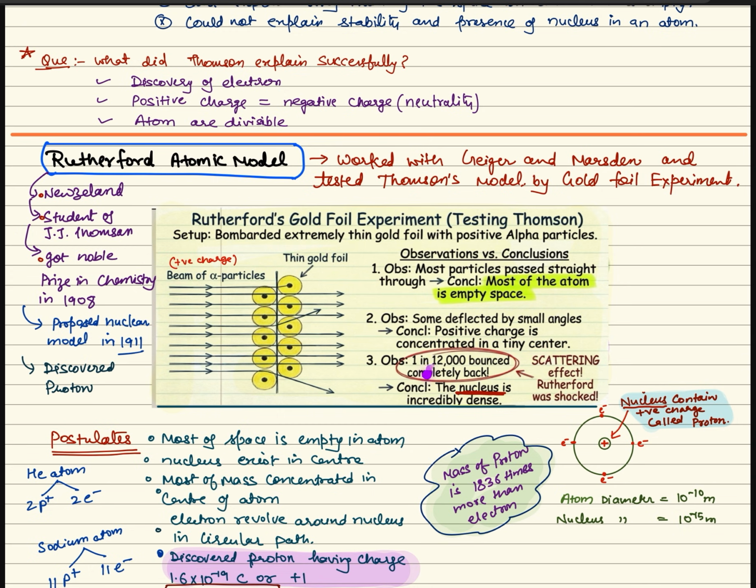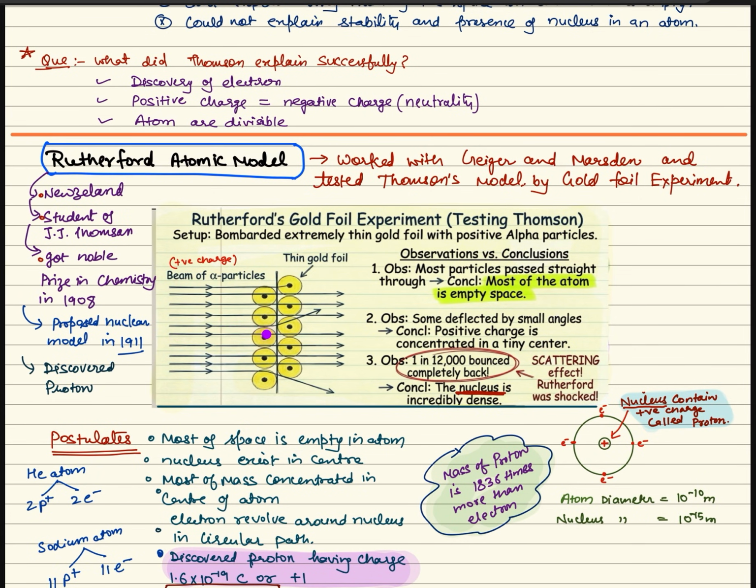And the third observation: 1 out of 12,000 rays bounced completely back. Understood? I think it is not shown here. The alpha ray was going like this, and some are reflected back. Understood? Reflected back means these are positive, and after striking with the positive center there is a repulsion, so that's why they are reflecting back.